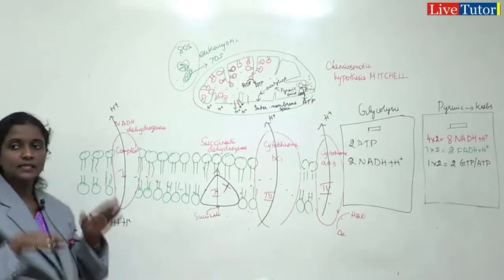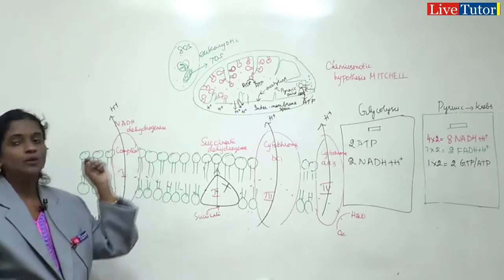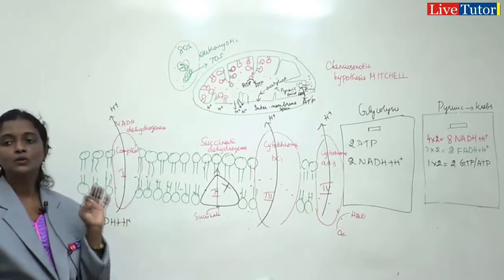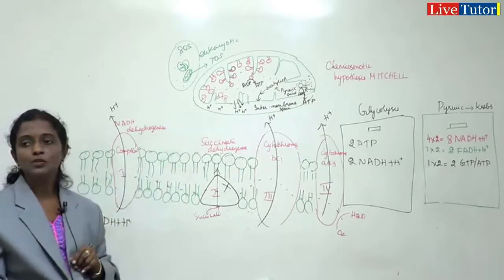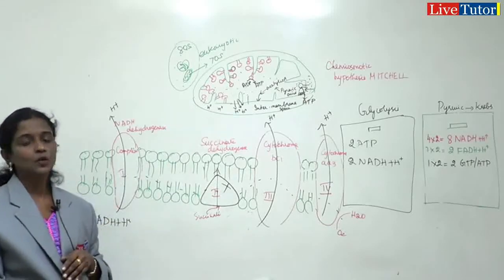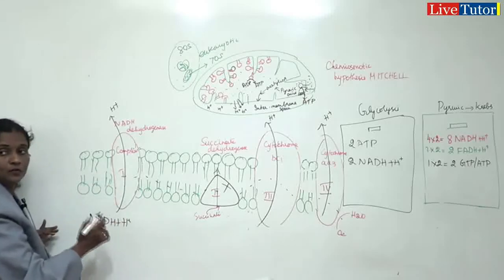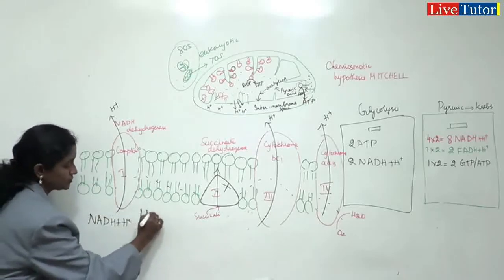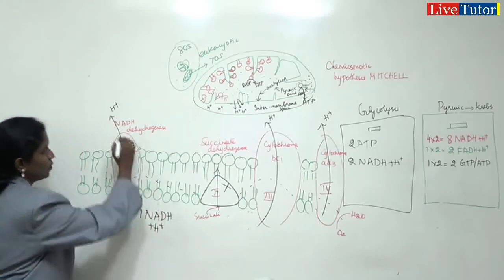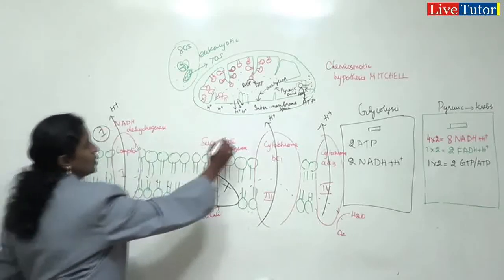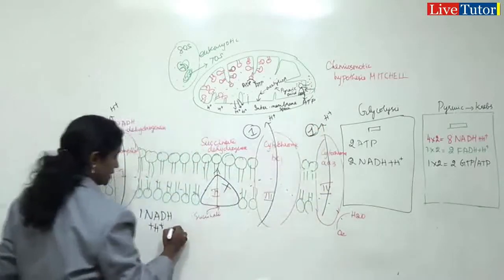So the protons which are shuffled to the intermembrane space will return back to the inner membrane. Meanwhile, when a proton gradient is created, that proton gradient will be conducive enough to convert ADP to ATP. That is what Mitchell's chemiosmotic hypothesis says. So as a rule of thumb, one NADH plus H plus will give rise to how many ATP? One ATP here, one ATP here, one ATP here. So 3 ATPs.